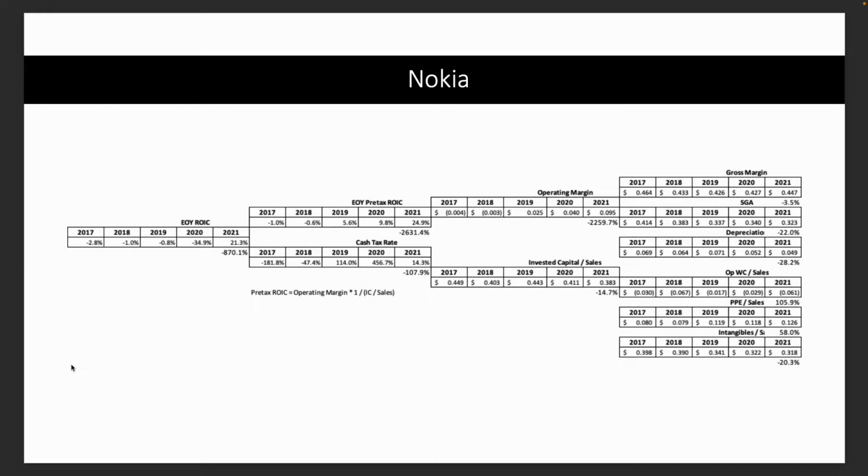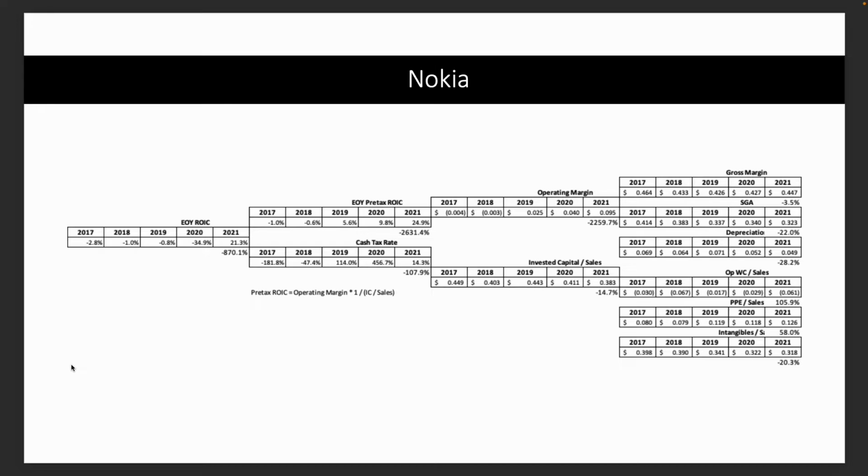Now, if you remember historically, Nokia had made 2 acquisitions. But the big one was Alcatel-Lucent. So really, that reduction in intangibles was probably related to their Alcatel-Lucent acquisition. So basically, that was the real driver of invested capital to sales going down.